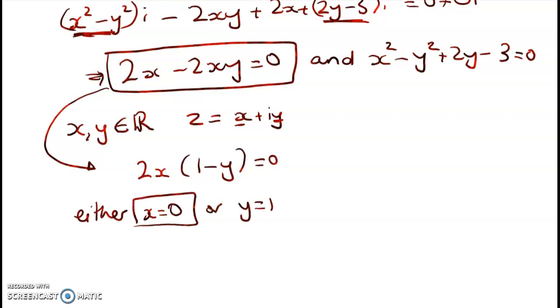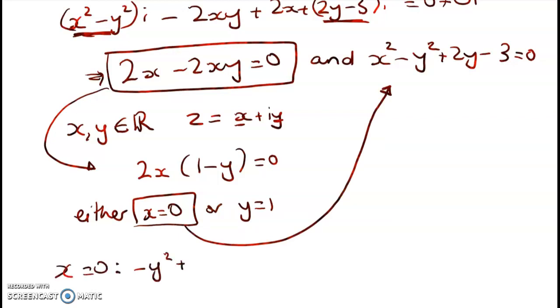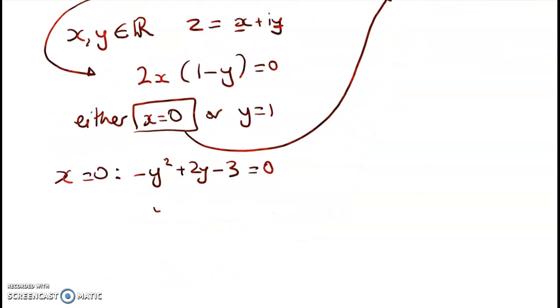So we're going to take x as 0 and chuck it in here and see what we get. So if x equals 0, we're left with negative y squared plus 2y minus 3 is equal to 0, which is a quadratic. y squared minus 2y plus 3 equals 0. Now you can solve that however you like, but what you'll find is that y isn't real, but we need to actually just go through and do that.